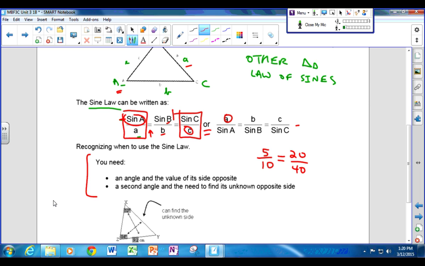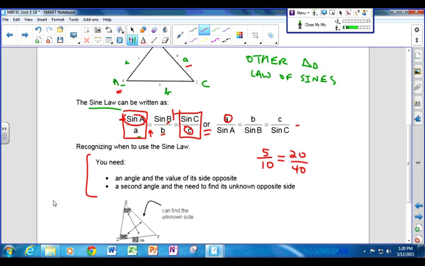Okay, so those 2 ratios are equivalent. If I do 5 divided by 10 on my calculator, I get 0.5. And if I did 20 divided by 40, I'd also get 0.5, correct? So what the equal sign says is that one side is equal to the other. It doesn't say anything about the value on either side of the equal sign. It only says that the things are equal.